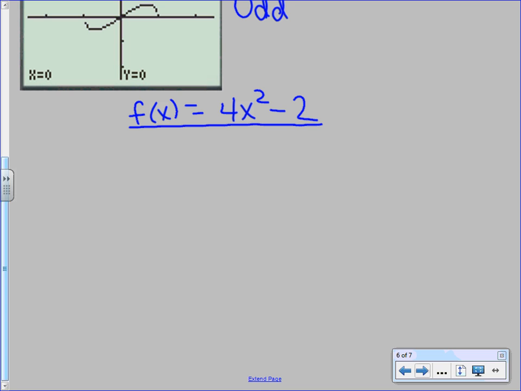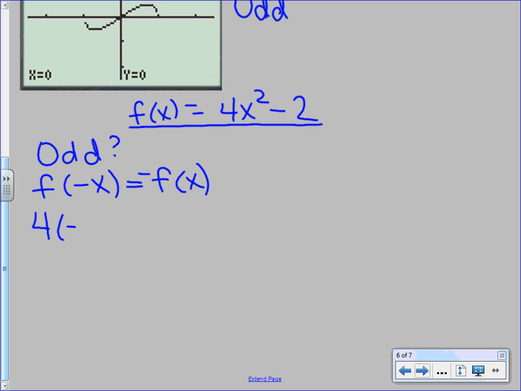All right? So what does it mean to be an odd function? We're going to go backwards. What does it mean to be odd? F of negative x is the same as negative f of x. Okay? F of negative x, what does that mean? We're plugging what in for x? A negative x, right? So f of negative x just means I'm plugging negative x in for x. Okay.